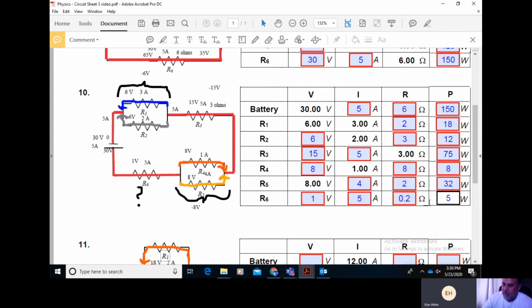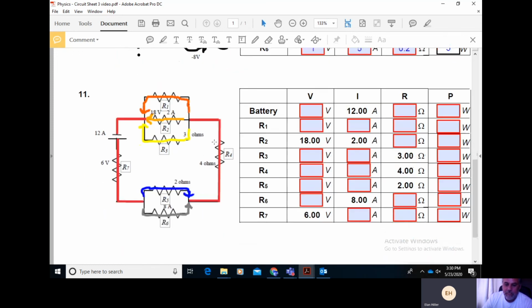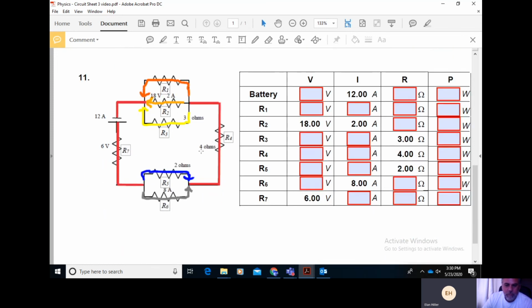Let's double check by adding up all the individual powers and see if they add up to 150. 18 plus 12 plus 75 plus 8 plus 32 plus 5. Indeed, these all add up to 150. We know we did circuit puzzle number 10 correctly. Lastly, moving on to our final puzzle, number 11.